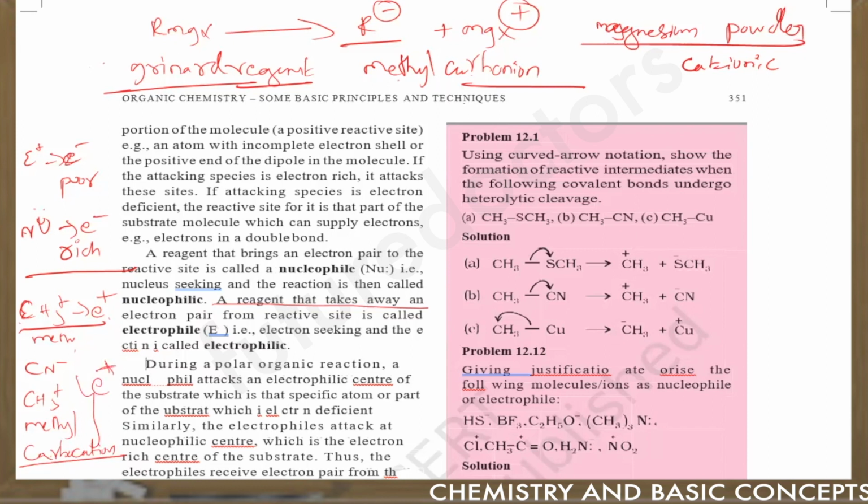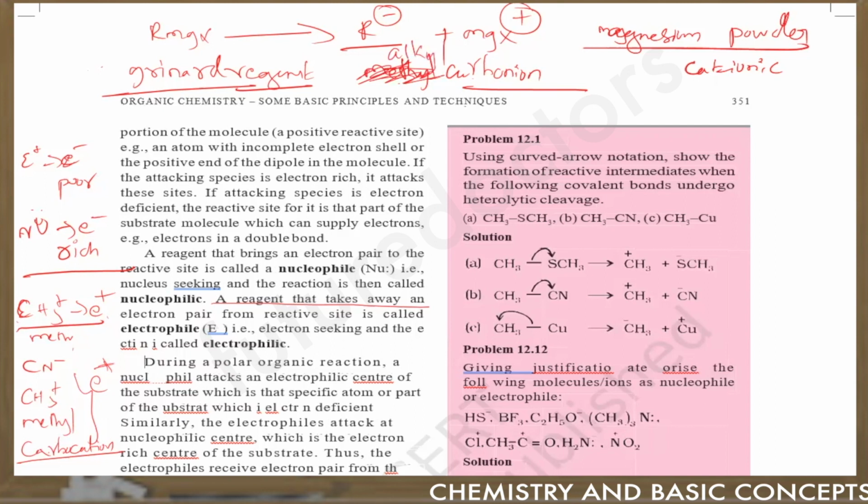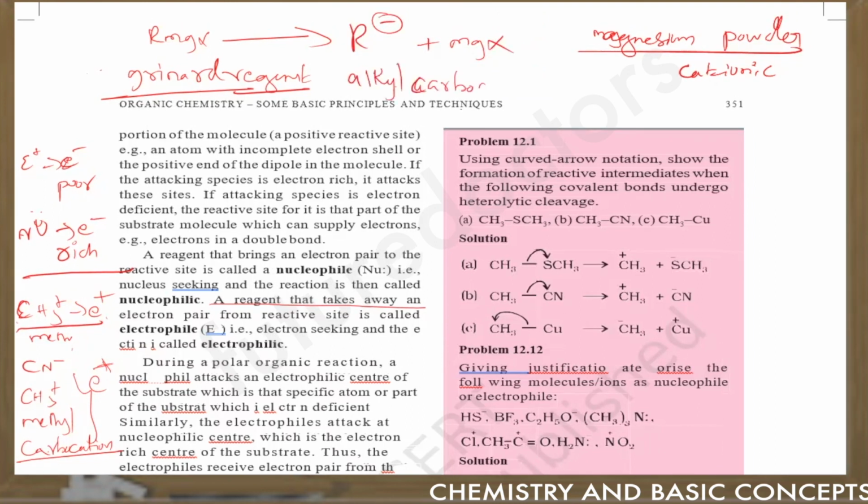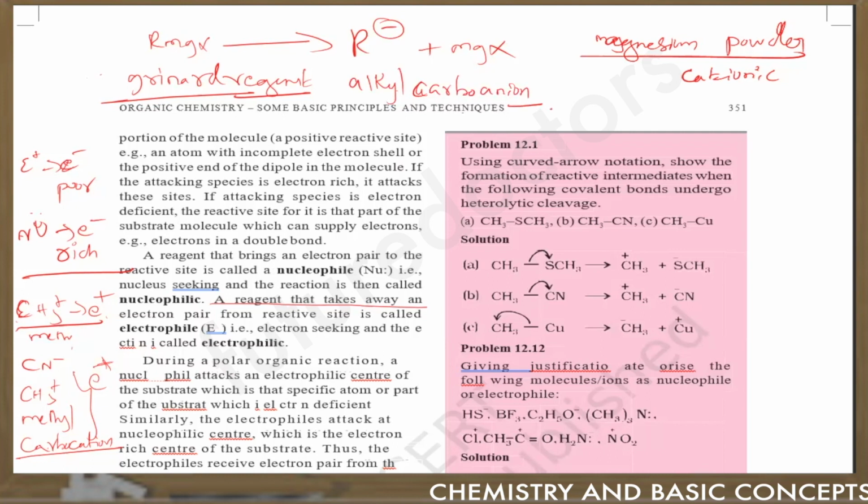Here now, same methyl, no, it's not methyl. You shouldn't write it as methyl. You have to write it as Grignard reagent RMgX, alkyl carbanion. So what is my question? Here CH3 in CH3CN is contributing methyl carbocation, CH3 positive, which is electrophilic.